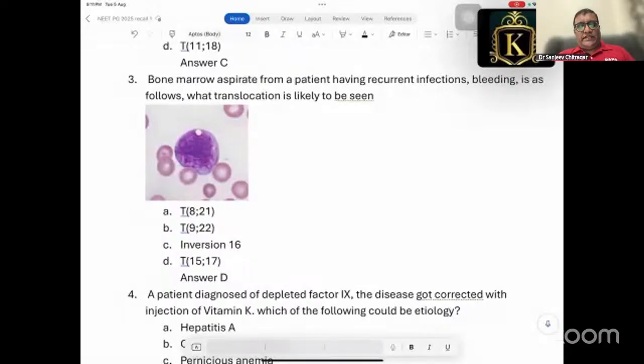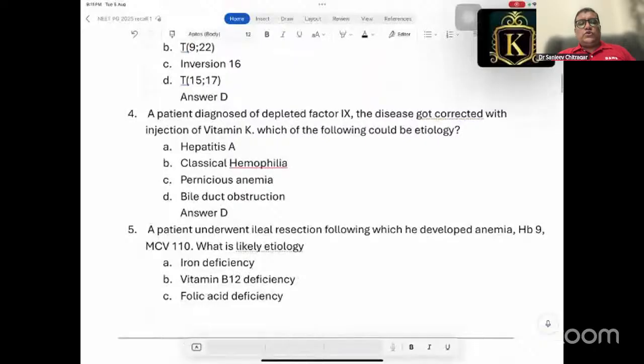Next, question 4. A patient was diagnosed with depleted factor 9. Depletion of factor 9 was given, and the disease got corrected. The examiner told us the disease got corrected with an injection of vitamin K. What could be the likely etiology?